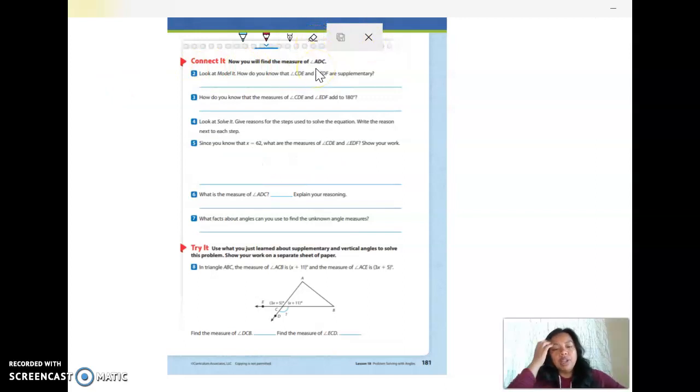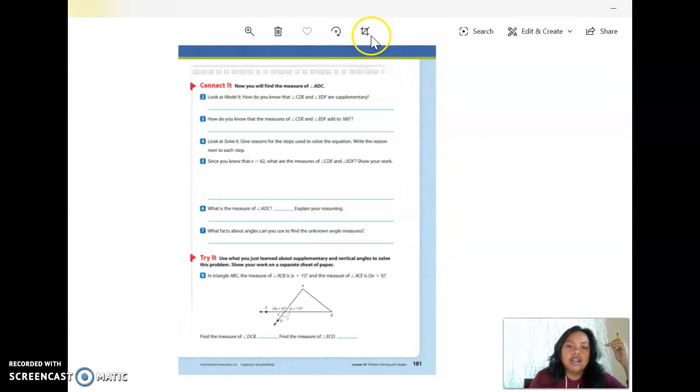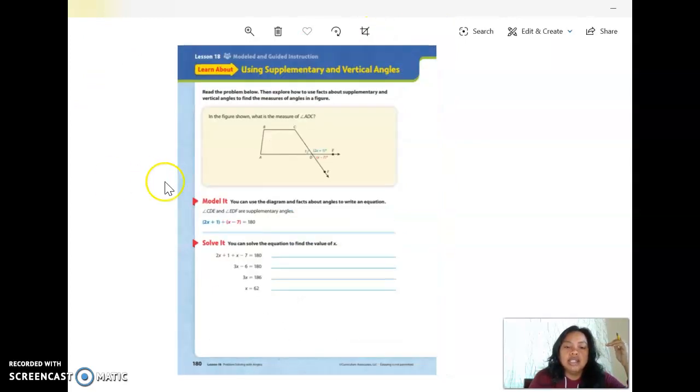Okay, so it says, what is the measure of angle ADC? So back to the original problem, what is the measure of angle ADC? That's the original question that we had. What is that measure? So we know that 2x plus 1 was 125.